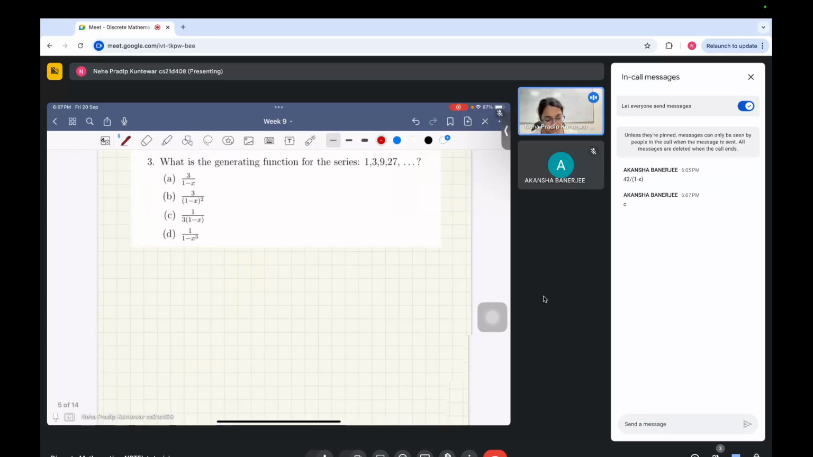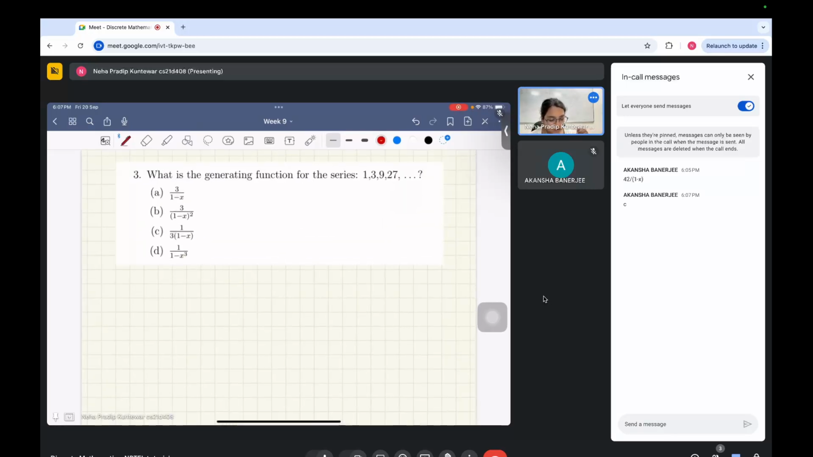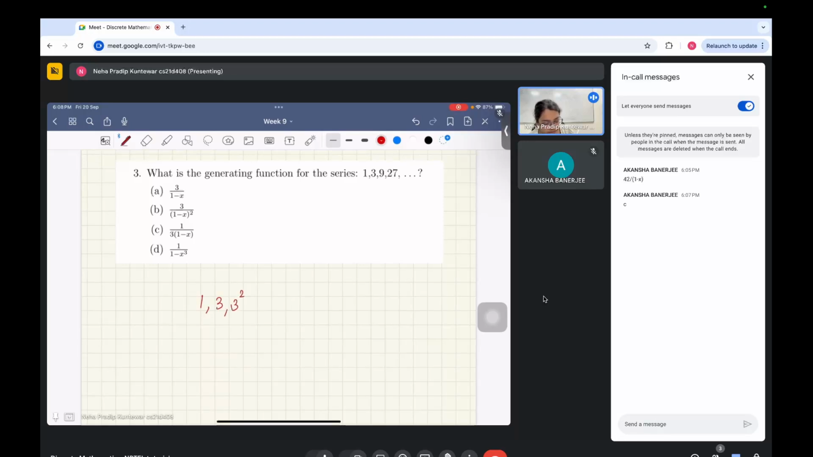Right, so you can try this one. So you want to find the generating function for this series 1, 3, 3 squared, 3 cube and so on.